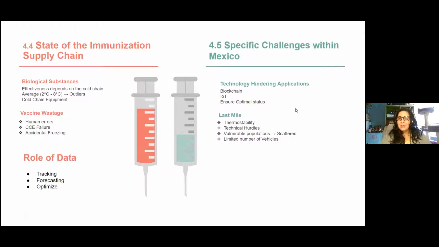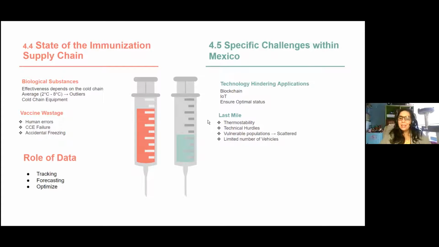Also the Internet of Things, because we don't have that right now, and it could be very useful. This is to ensure its optimal status. And regarding the last mile, which is after a vaccine arrives at a distribution center and then goes to a small town, a clinic or a pharmacy, that's the most costly part of the whole journey and supply chain.